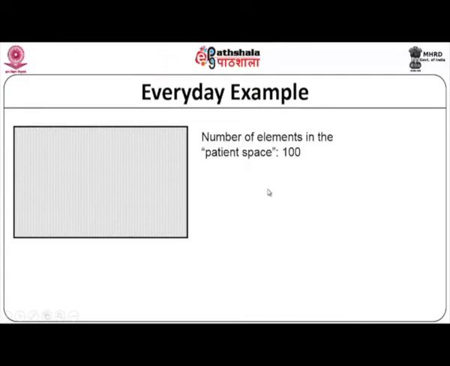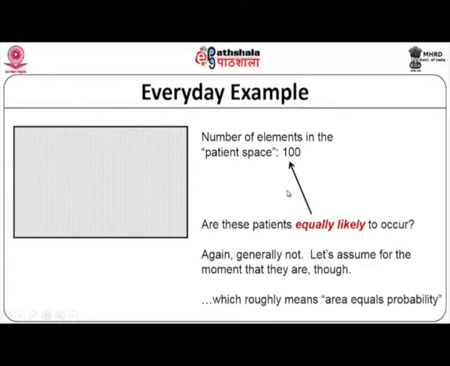Now, if we assume the number of patients who visit is going to be 100, then the patient sample space size will be equal to 100. Now, we are trying to verify whether these patients are equally likely to occur. Practically speaking, it is not so. So, we need to assume that these patients are equally likely to occur. In other words, they all have equal chances or equal probability.